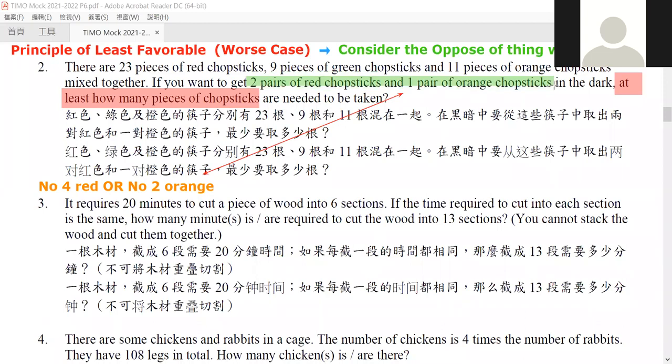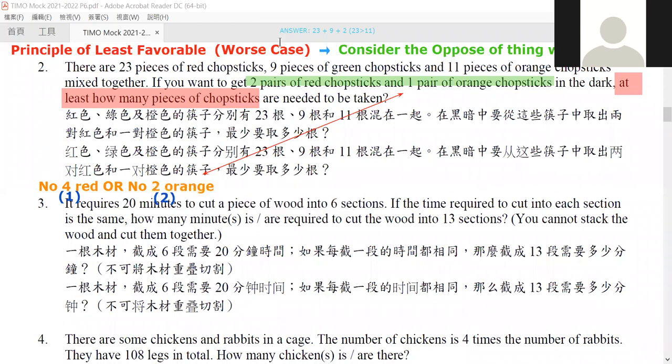Because we want 2 pairs of red chopsticks, we want 4 or more red chopsticks and 2 orange chopsticks. So what's the reverse of it? Either you do not have 4 red or you do not have 2 orange. So this is the direct opposite. But once you think about this, you may find that it is much easier because we can separate them into 2 cases. One is the first one, no 4 red. The other is no 2 orange.